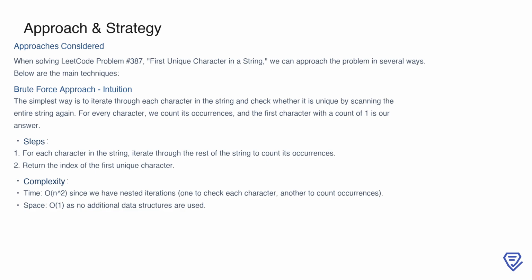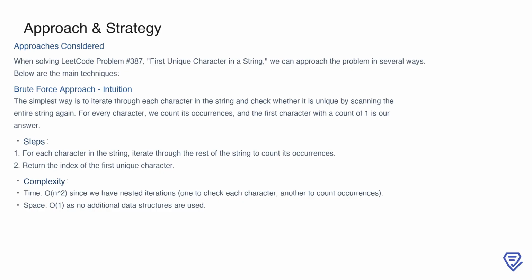The steps for this are as follows. First, take each character in the string and then count how many times it appears by scanning the entire string again. If a character is unique, meaning its count is 1, we return its index. However, the main downside of this approach is its inefficiency. Since we have nested loops, one to check each character and another to count its occurrences, the time complexity is O(n squared). On the bright side, this approach uses no extra space, making its space complexity O(1).